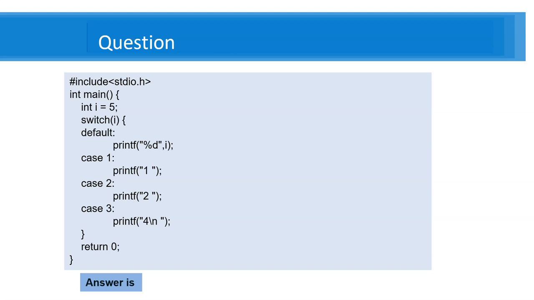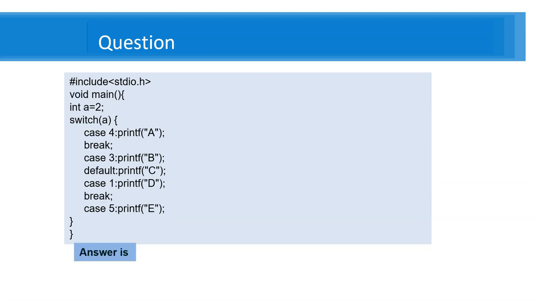So here if you see integer I is 5, which is none of the cases given here. So it jumps to default first. Default has a value of 5. After it prints 5, there is no break there. So it prints 1, it prints 2, it prints 4. So your answer is 5, 1, 2, 4. All the 4 get printed.